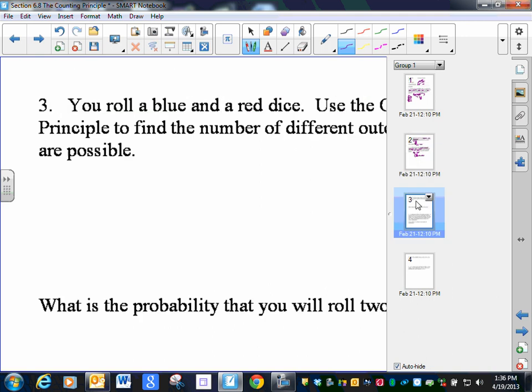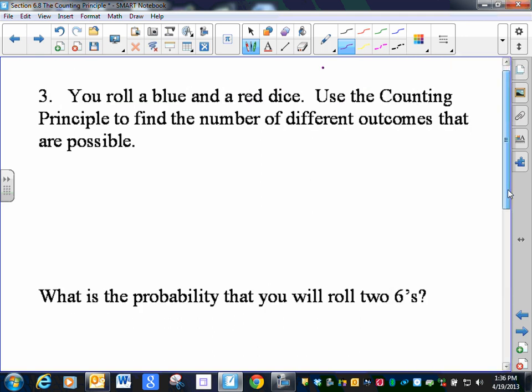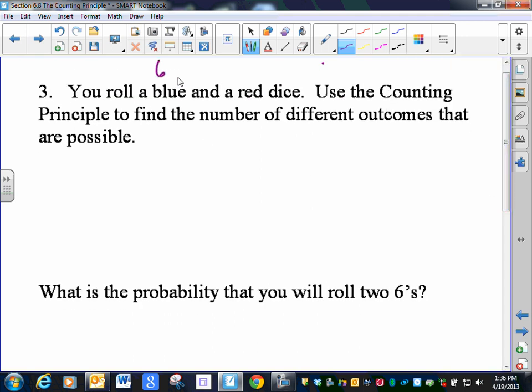All right, let's keep going. You roll a red and a blue dice. Now let's assume that this is a 6-sided normal dice that's got the numbers or the dots 1 through 6 on them.